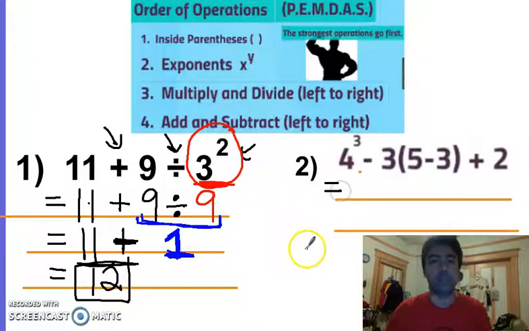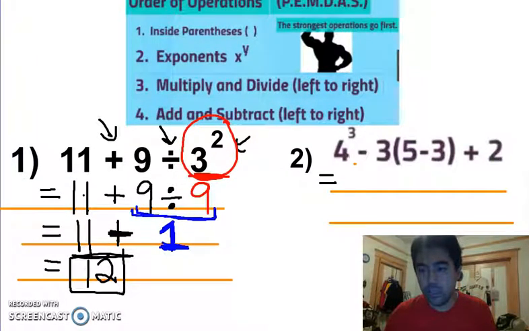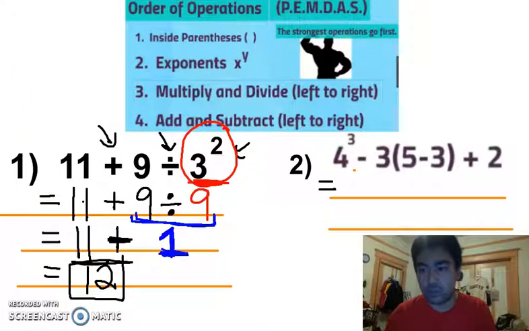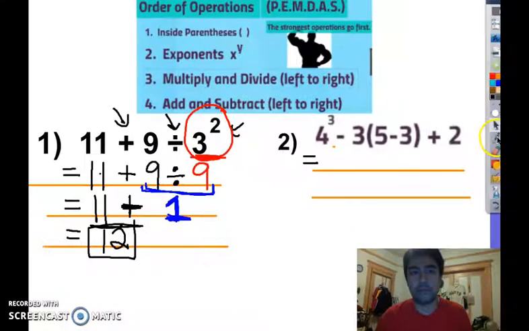Okay, and you'll notice that every time I'm writing a new line, I'm always writing an equal sign. Okay, so now let's go back to my order of operations and think about what I'm going to do first. The first thing I have to ask myself is step 1, letter P. Do I see any parentheses? Yes, I do. It's right here.